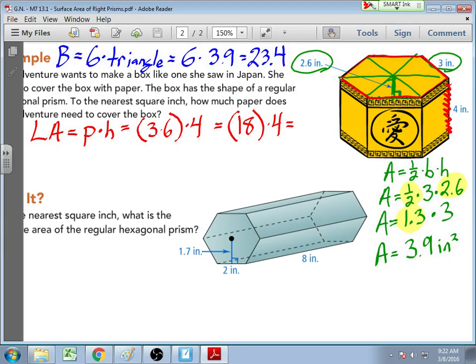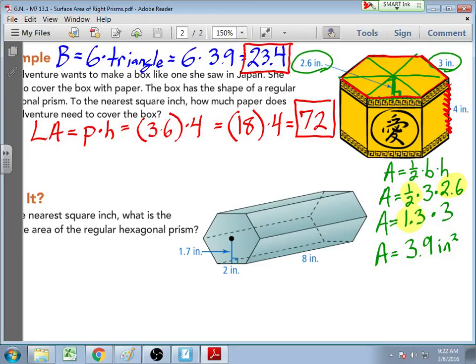Well, again, break it up. 10 times 4, 40. 8 times 4, 32. Put them together, 72. Lateral area is important. I should have also put a box around my big B because it's important.